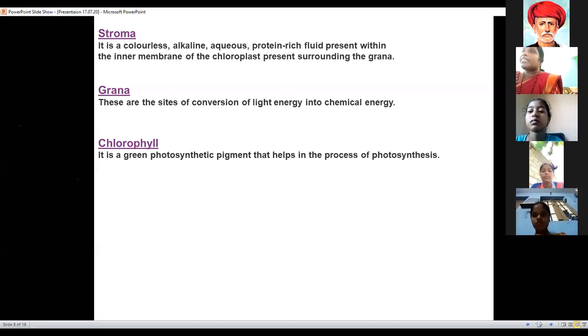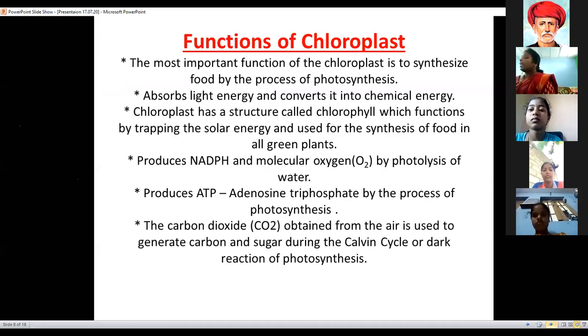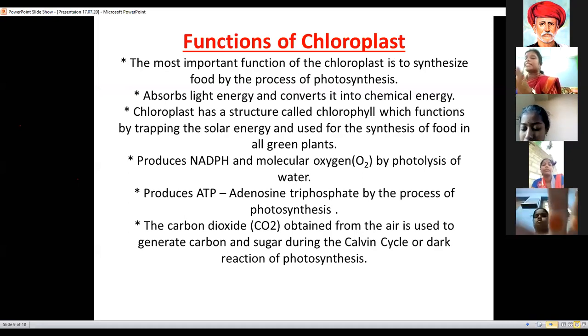Okay, next slide, sir. Chlorophyll is a pigment which contains one atom of magnesium. It is similar in structure to the heme of hemoglobin. We all know hemoglobin. Hemoglobin is a red pigment that transports oxygen in blood. Same like that, chlorophyll is a green pigment that transports oxygen to the remaining parts of the plant body.